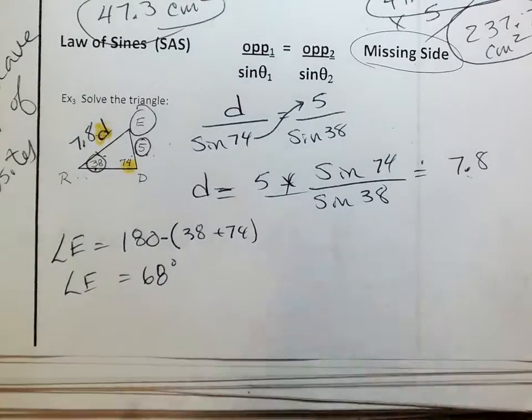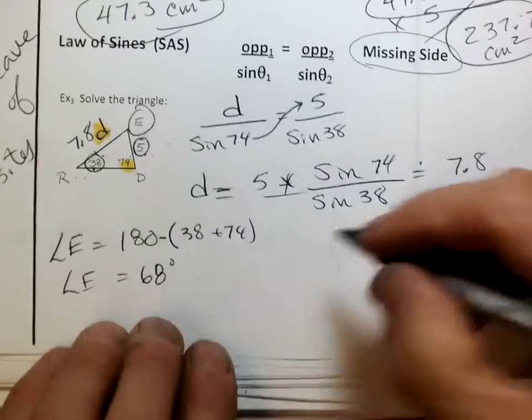So what I did is I found the opposite side by the law of sines. Found that, I got d, put that in. And then I knew I could find the third angle because all three angles add up to 180. So I got angle E, that was pretty easy. That was 68 degrees.